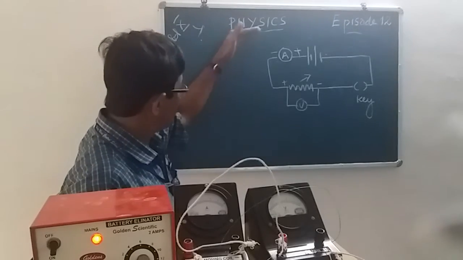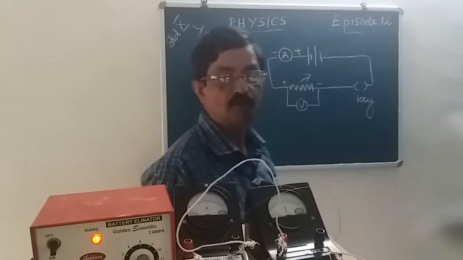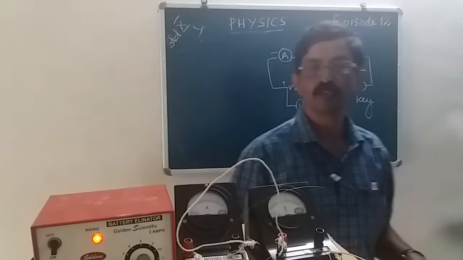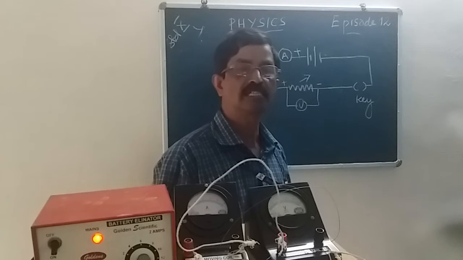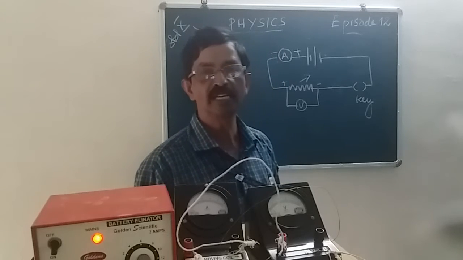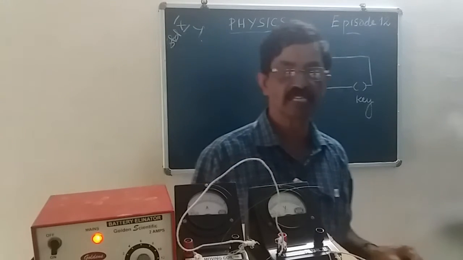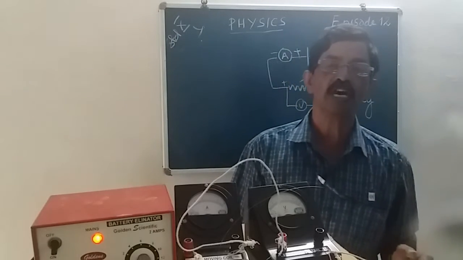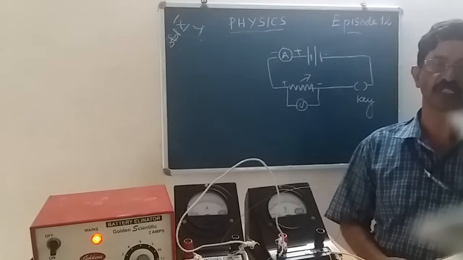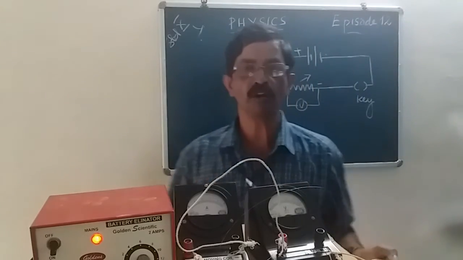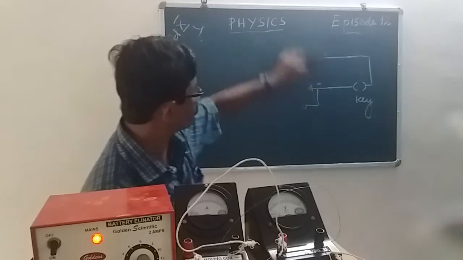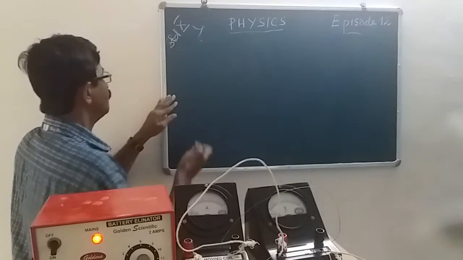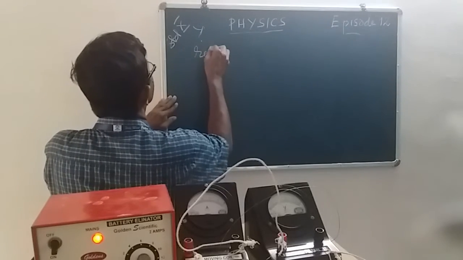Now, we know Ohm's law, and we know the ratio V by I is a constant. That constant is the resistance, and its unit is ohm. We also know how to define one ohm. Now we want to find out the factors affecting resistance.